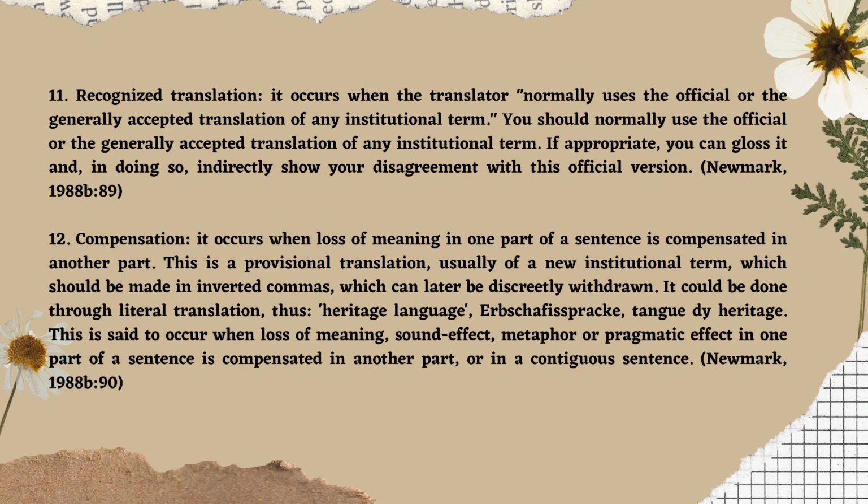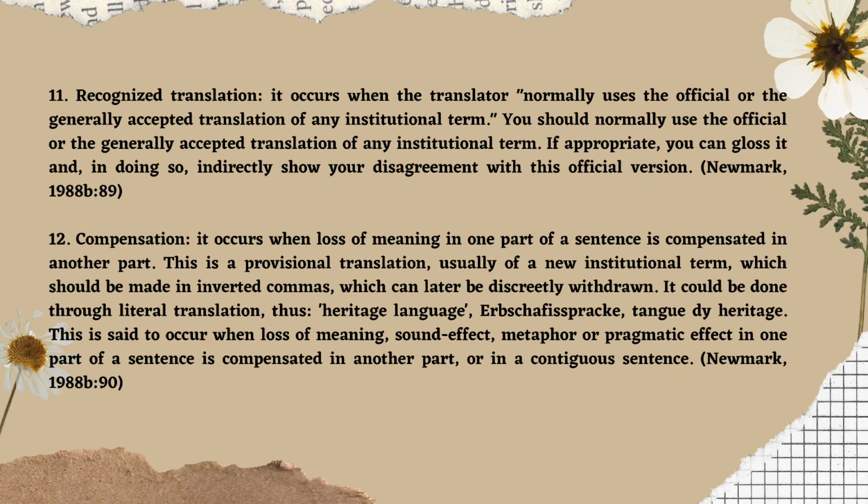Number 12, compensation. It occurs when loss of meaning in one part of a sentence is compensated in another part. This is a professional translation, usually of a new institutional term, which should be made in inverted commas, which can later be directly withdrawn. It could be done through literal translation, thus heritage language.